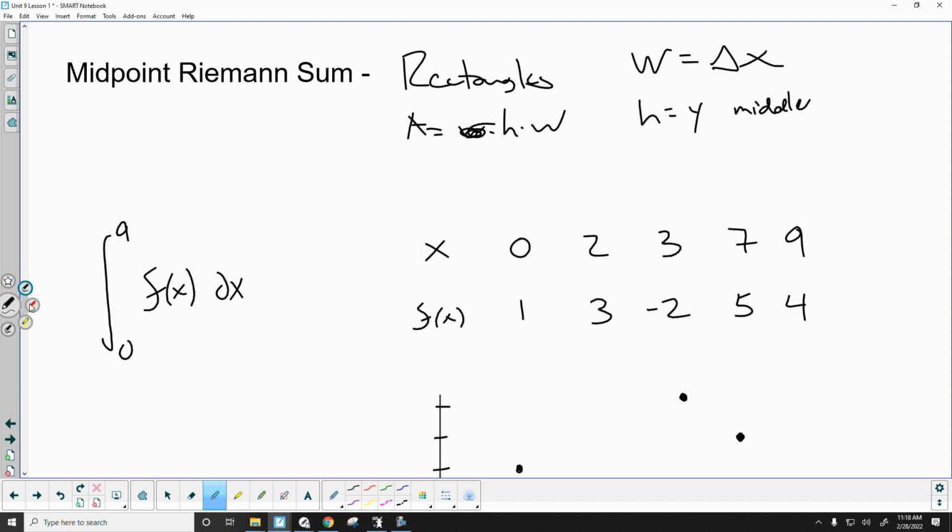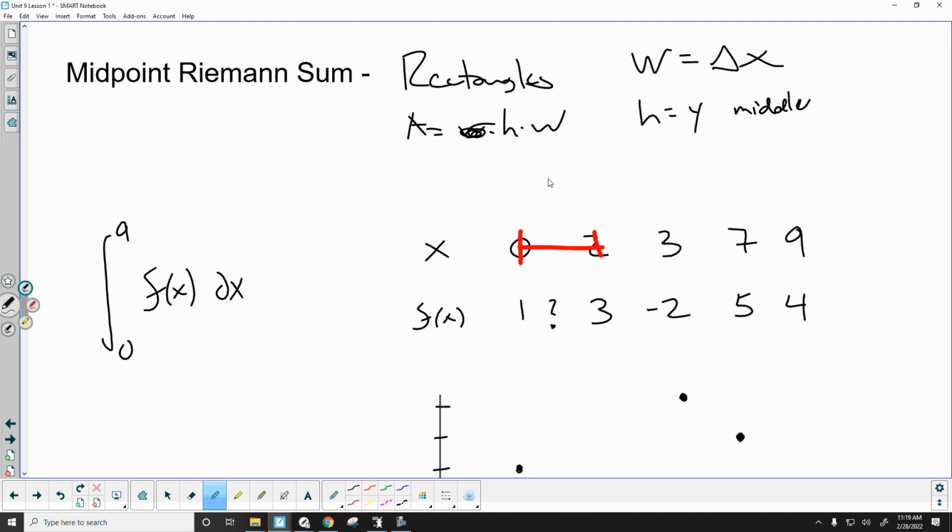If we were to consider the first rectangle from 0 to 2, you don't know what the y value is in the middle. You might think, well, isn't it 2? You don't know that. It could be 5. It could be -7. Cool? So don't assume it's 2. I would not ask you to find a midpoint Riemann sum for this one.